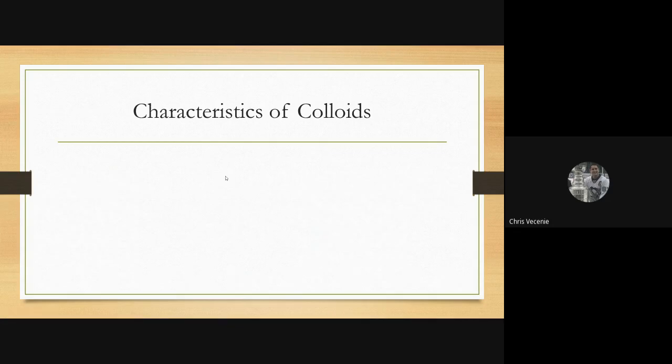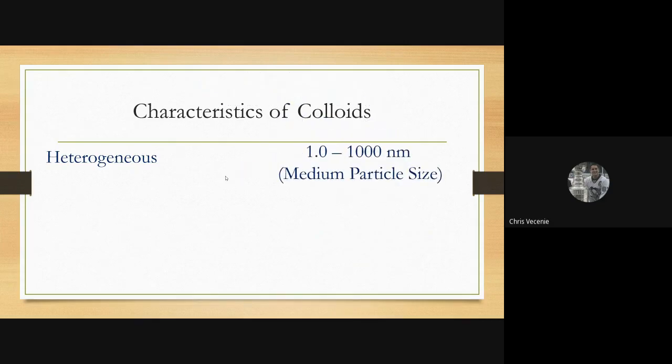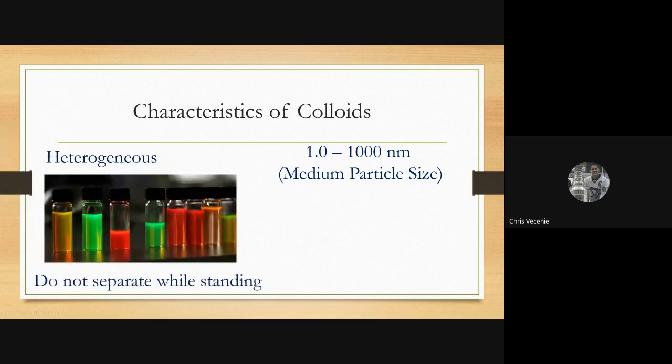What about our colloids? Colloids are heterogeneous. We should be able to see the pieces. The reason we can see the difference in pieces is they have medium particle size. So the pieces get a little bit bigger so we can start to differentiate between the two pieces. We're into the 1 to 1,000 nanometers in size. Like a solution, they won't separate while standing. Their particles are big enough that we can see them, but not so big that they'll pull apart.